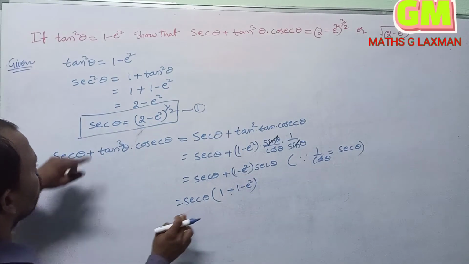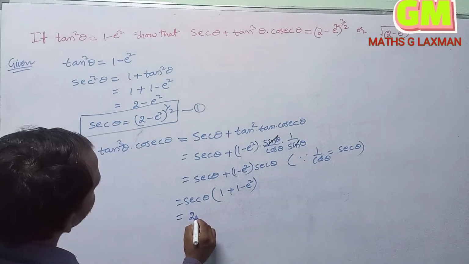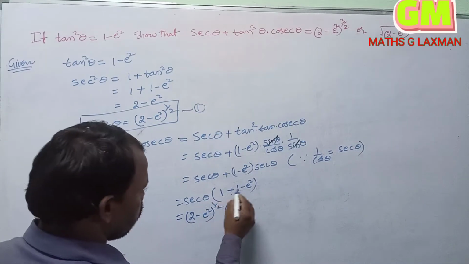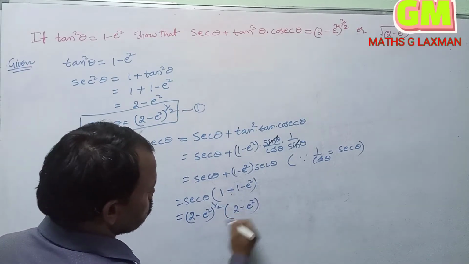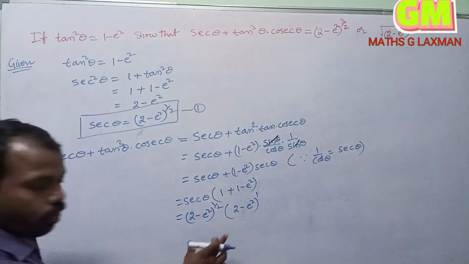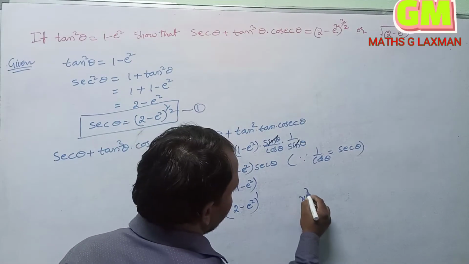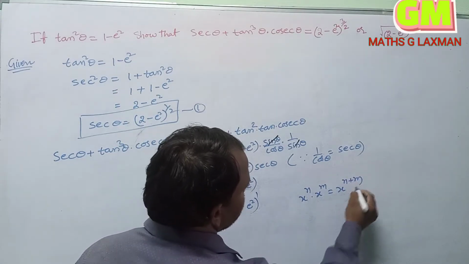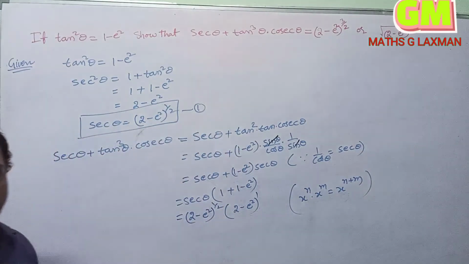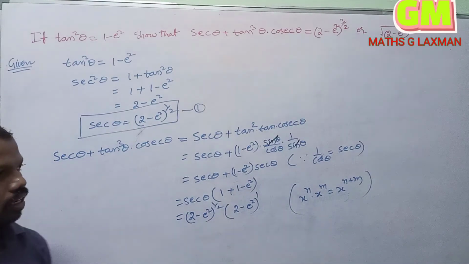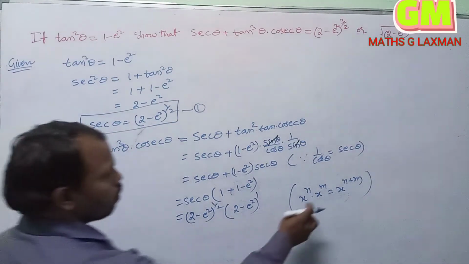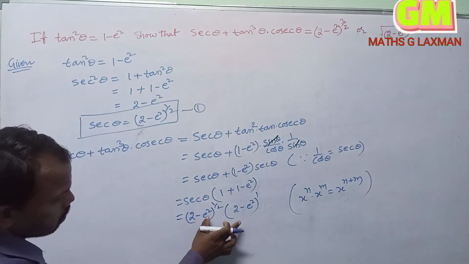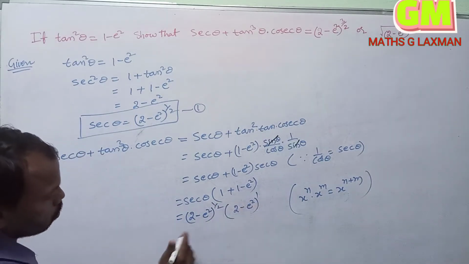So we know that the value of secant theta is 2 minus e square whole to the power of 1 by 2. And here 1 plus 1 minus e square is 2 minus e square to the power of 1. So both bases are same. So x to the power of n into x to the power of m is equal to x to the power of n plus m. So we have an exponents identity, addition of exponents identity. The bases are same, power should be added. The same formula we should apply here. 2 minus e square, 2 minus e square. Both bases are same, power should be added.